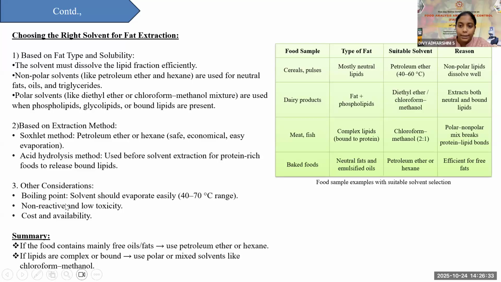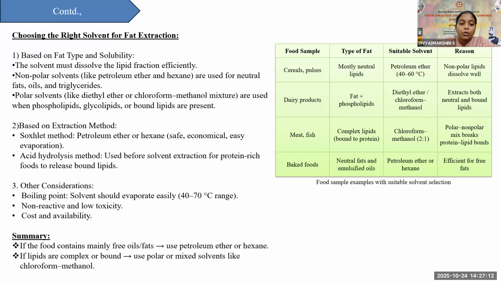Then coming to the boiling point, some solvents, for example ether and hexane, have a low boiling point, so they should evaporate easily in that range. Then it has to be non-reactive and of low toxicity. Some samples might tend to react with the solvent, so we have to make sure it does not react with the sample, and low toxicity is needed. So you can go with organic solvents. Then cost and availability: if my entire project depends on fat extraction, you can go with the available and cost-efficient solvent.